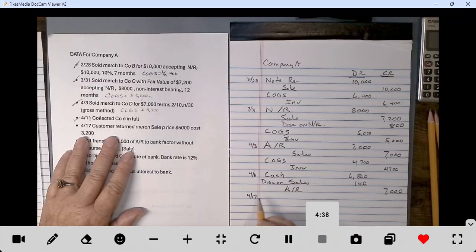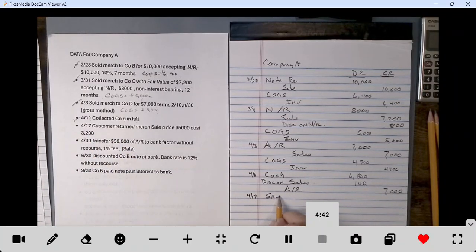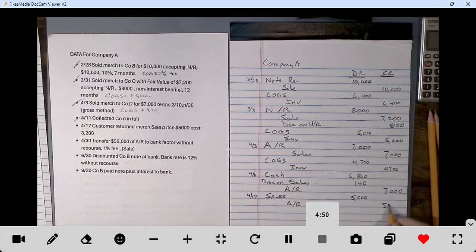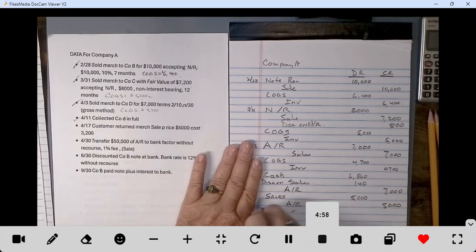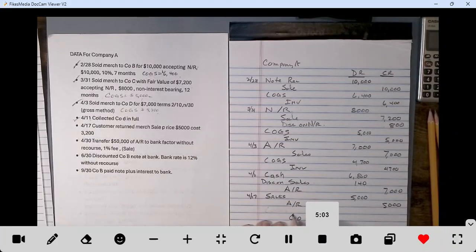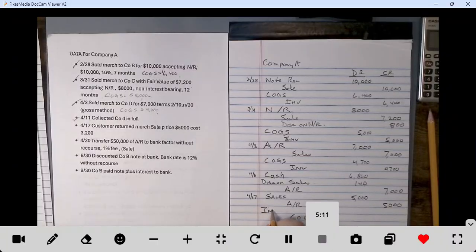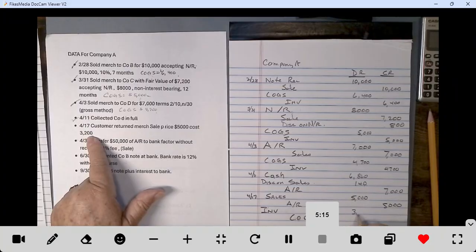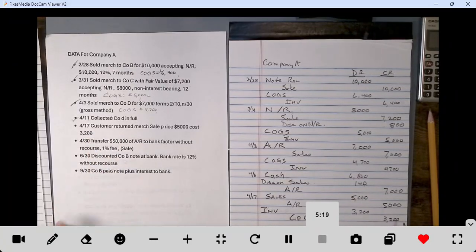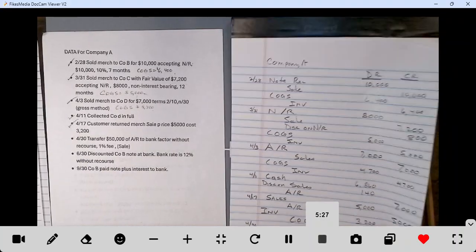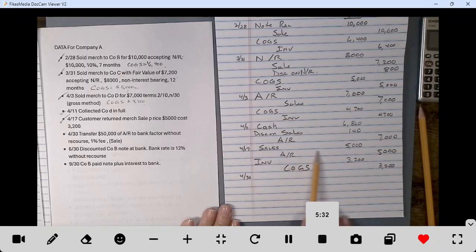4/17, customer returned merchandise. Okay, return of merchandise is sales for 5,000, and accounts receivable credited for 5,000. Cost of goods sold is reversed, and inventory is replenished in the amount of 3,200. Sales, inventory, cost of goods sold is returned.